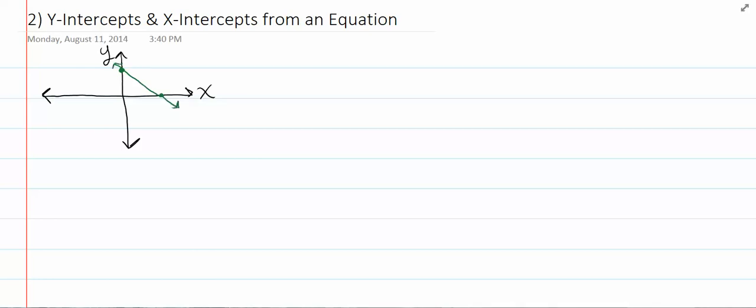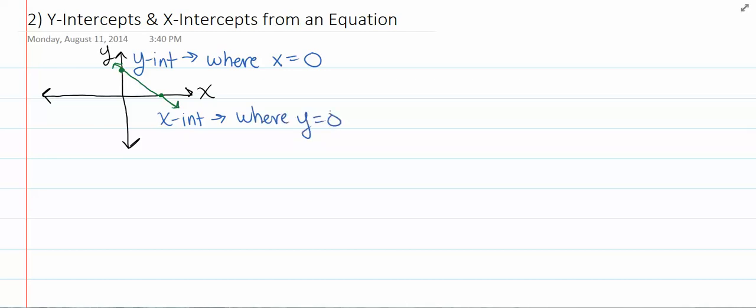Something to keep in mind is your y-intercept. Hopefully you can see this is where x equals 0. And therefore your x-intercept is where y equals 0. So when you are solving problems, for example, number 1, y equals negative 2x minus 2.